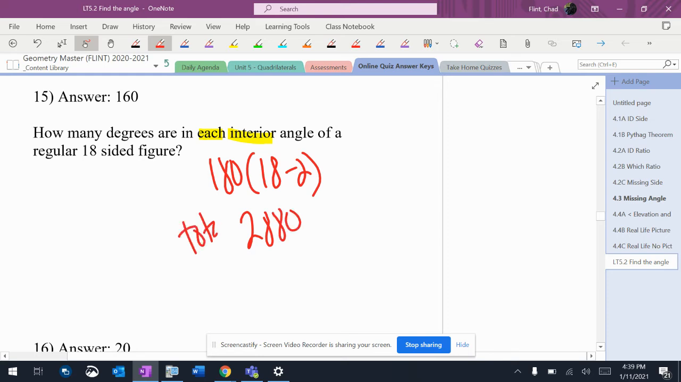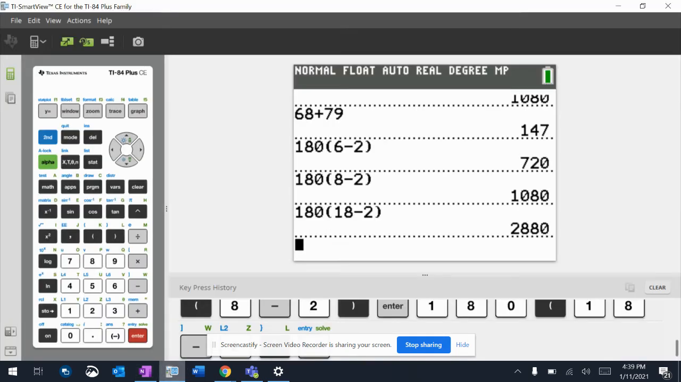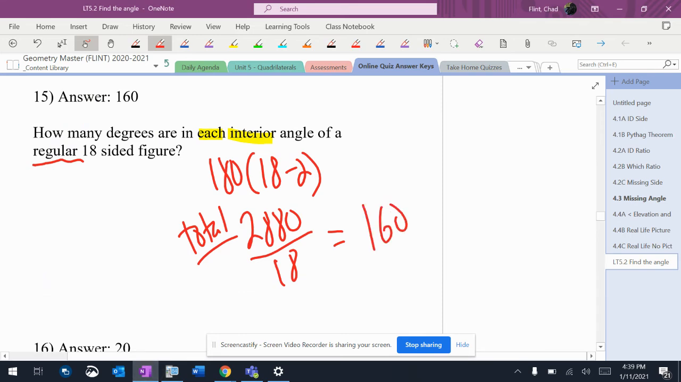Remember, that's the total. And then it says each, and it does say regular. You can't do this kind of question if it doesn't say regular, but it does. It says regular. So we divide it by 18, so I need to have 18 equal angles out of there. And I get 160 degrees each for the interior angles.